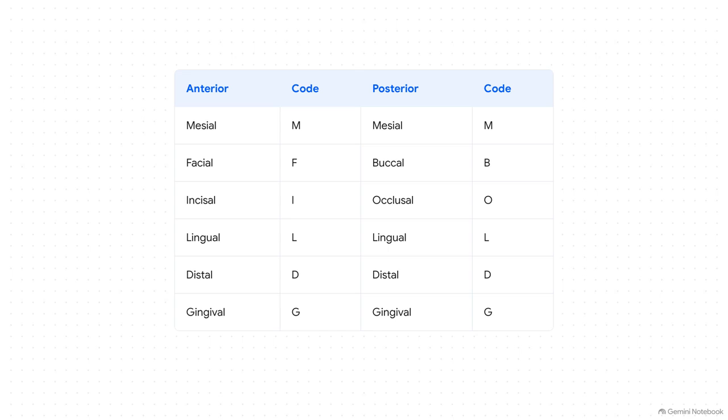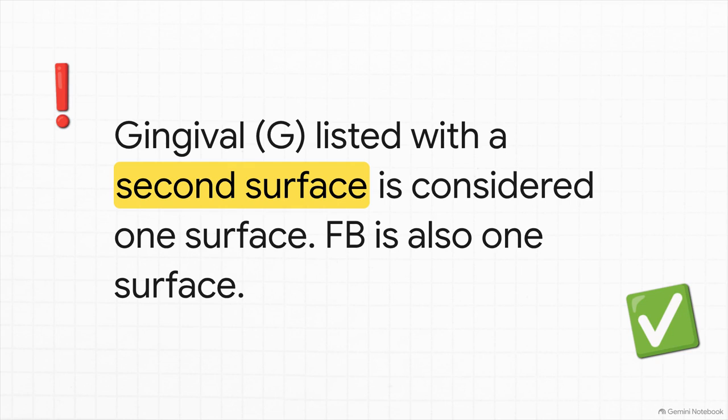Okay, pay attention here, because this is a massive coding nuance that trips up even experienced billers all the time. When you see G for gingival listed alongside another surface in the provider's notes, like buccal gingival, BG, or distal gingival, DG, coding guidelines strictly dictate that this combination is billed as a single surface. It is not counted as two distinct surfaces for restorative billing.